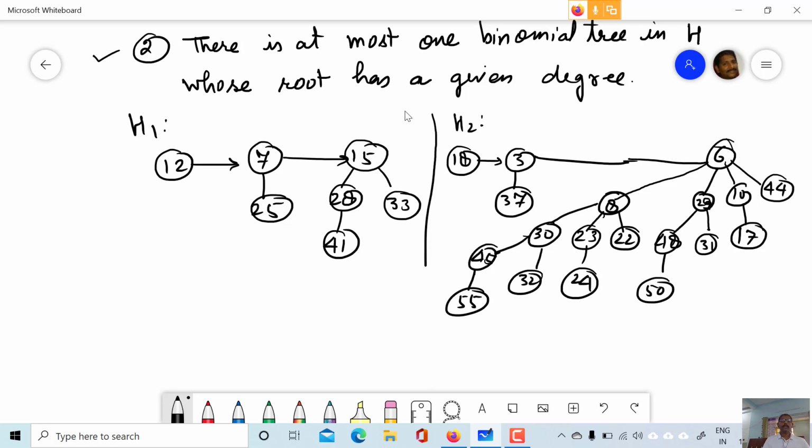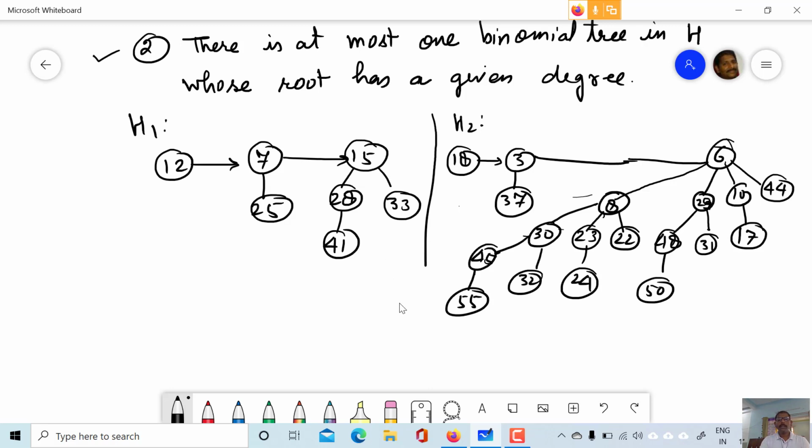In the first case there are three binomial trees: one of degree 0, one of degree 1, one of degree 2. In the second case there are also three binomial trees: one of degree 0, one of degree 1, one of degree 4. You can see that there is no binomial tree of degree 2 or degree 3, so this is possible. The degrees of the trees must be in increasing order, like degree 0, degree 1, degree 2, degree 3, degree 4, and so on.